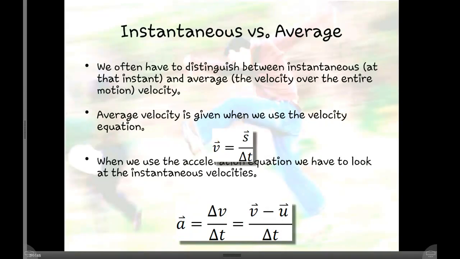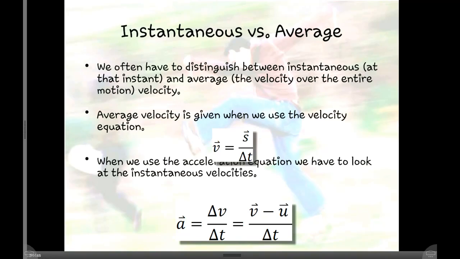So right now we're going to go ahead and continue talking about instantaneous versus average. In this case we're going to talk about instantaneous velocity versus average velocity. We often have to distinguish between these two when we're working equations, and we need to know what they mean. Instantaneous means that it's the velocity at that instant. Instantaneous, instant. And average velocity is the velocity of the object over the entire period of motion.